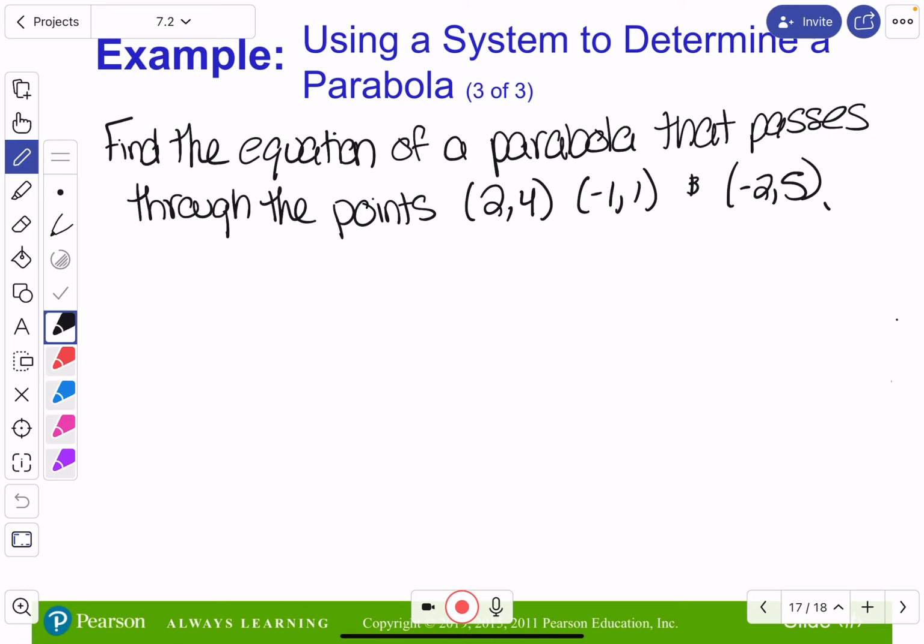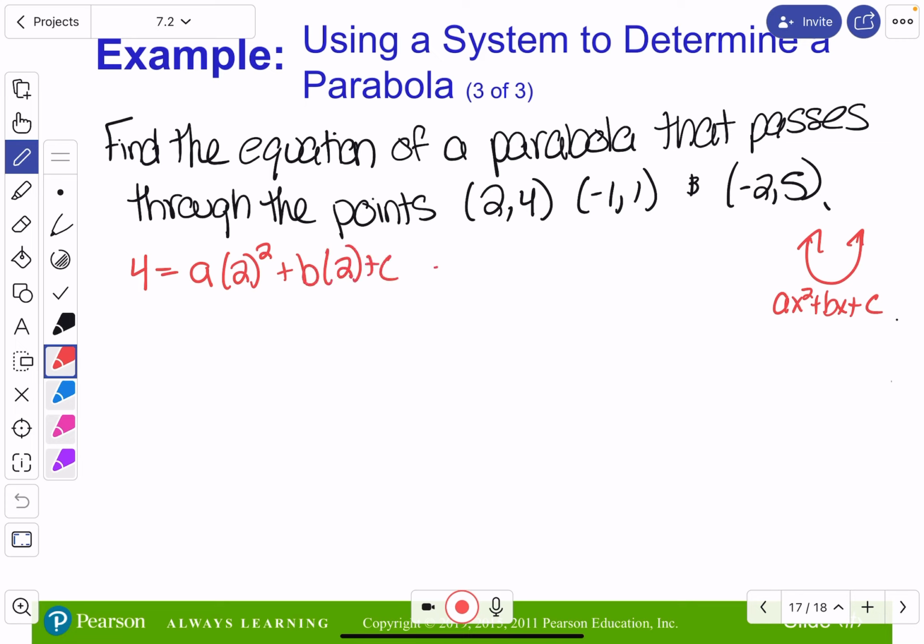All right, and then the last thing we're going to do is find the equation of a parabola that passes through these points. So we know a parabola is an equation like this. So it's ax squared plus bx plus c. So we're going to plug those in for x and y. So y equals ax squared plus bx plus c. So if I rewrite that, we have 4 equals 4a plus 2b plus c. So that's the first one.